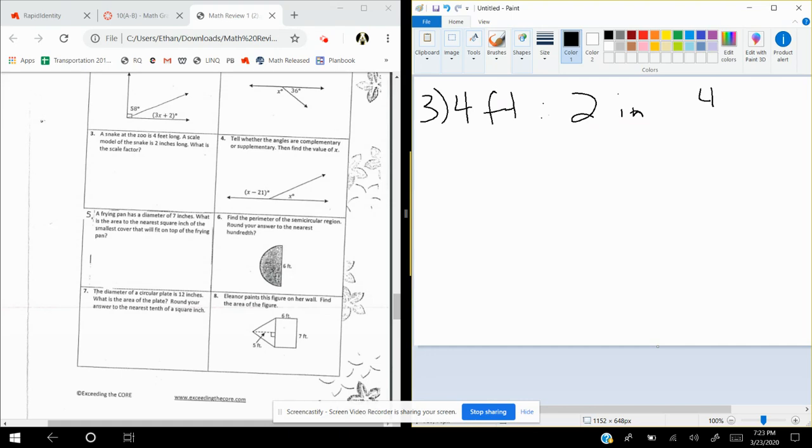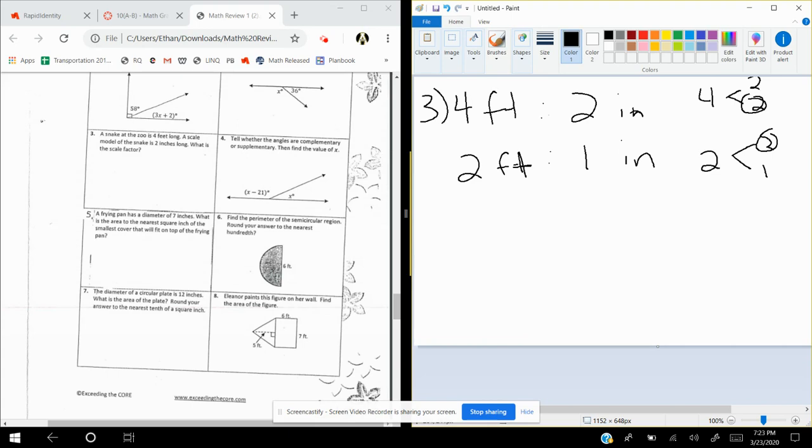Okay, so I'm going to put 4 here and 2 right here. 4 and 2 share... you divide 4 by 2, you get 2 and 2. You can divide 2 by 2 also, and you get 2 and 1. Well, this right here works, so the factor is going to be 2. I can divide 4 by 2, which is 2, so I'm left with 2 feet to 1 inch. This is my simplest form.